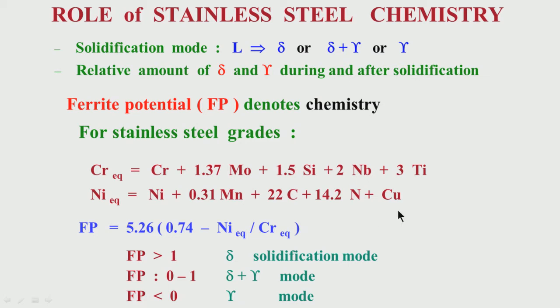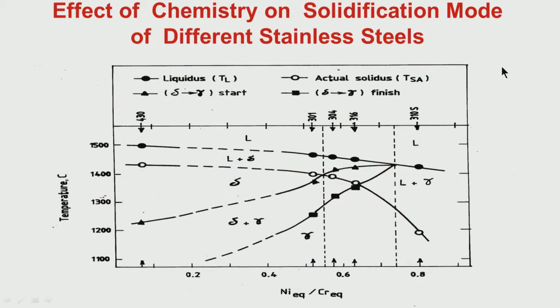Please try to remember from this figure what I have told: whenever the nickel equivalent by chromium equivalent ratio is less than 0.55, you have delta solidification. If it is more than 0.74, it has only gamma solidification. When this ratio is in between 0.55 and 0.74, it is delta plus gamma. But when delta to gamma will take place depends on this. As you increase the nickel equivalent by chromium equivalent, delta to gamma takes place at an earlier temperature during solidification. This is what is important.